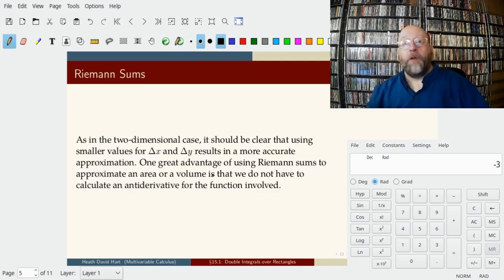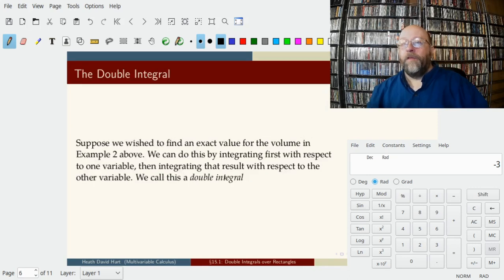But when we have to work this out by hand, we don't want to do lots and lots and lots of rectangles to get an accurate estimate. We would like to be able to integrate this. So suppose we wanted to find the exact value for the volume in example 2. We can do that by integrating in one of the directions, either x or y first, and then integrate in the other direction after that. We call this a double integral.